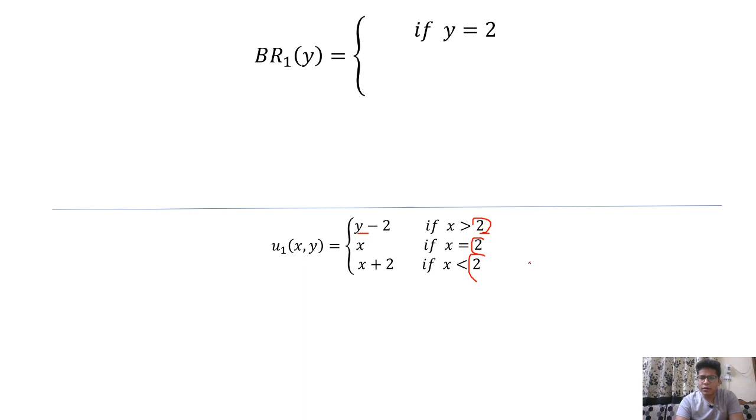The case of x less than 2 is irrelevant because x can't be less than 2, since the strategy set starts from 2. So my payoff function will look like this. By choosing 2, I get 2, and if I choose greater than 2, I get 0. So my best response is to choose 2 if y is 2.